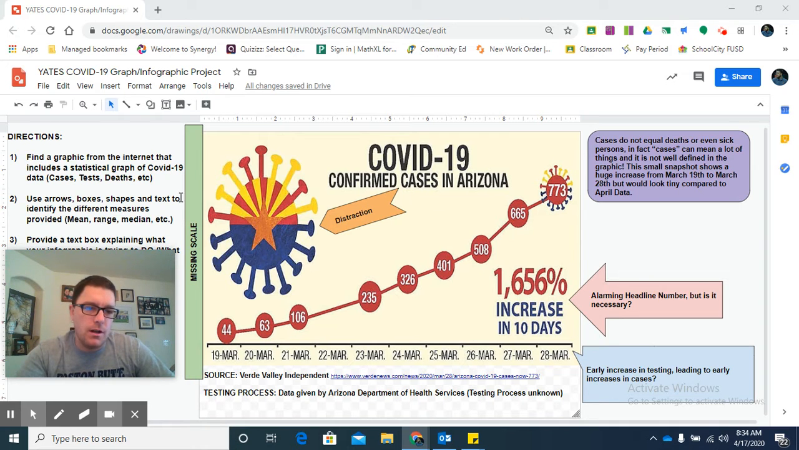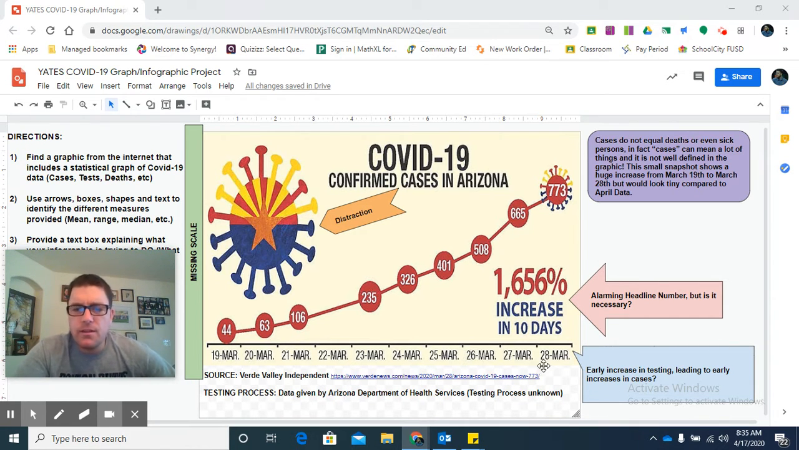I put in this green box right here that it's missing a scale. So again, this graph starts at 44 and goes to 773. There's no scale on the side to give us an accurate depiction. We don't know that the shape of this graph is accurate whatsoever. We're just taking the word of the creator for it.